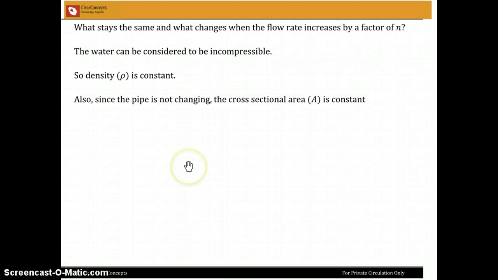We have to ask ourselves a few questions to begin with. Something is changing, but not everything will change. So what is remaining the same and what changes when we increase the flow rate by a factor of n? We can assume the water to be incompressible. What that means is that the density is remaining constant, so that's not going to change. Also, we've been told it's the same pipe, and so the cross-sectional area through which the water is flowing is also going to remain constant.